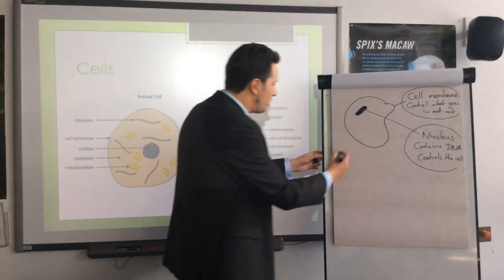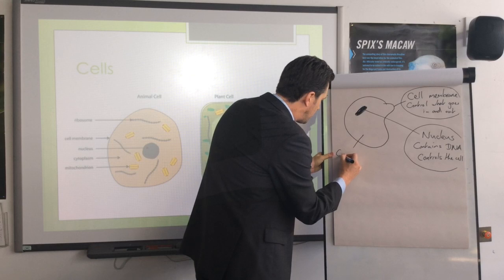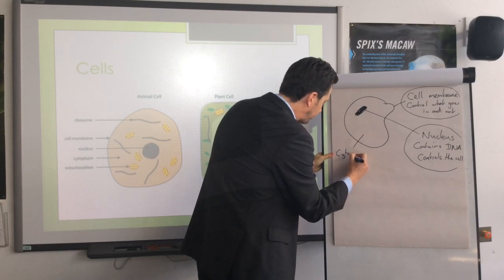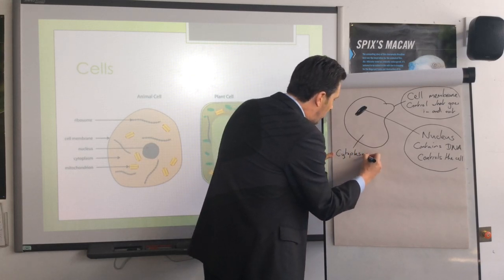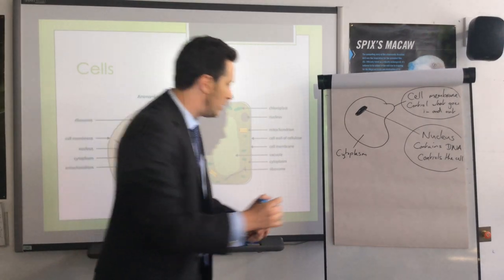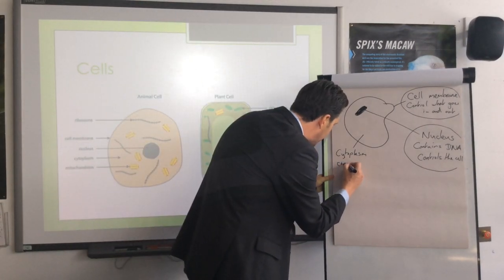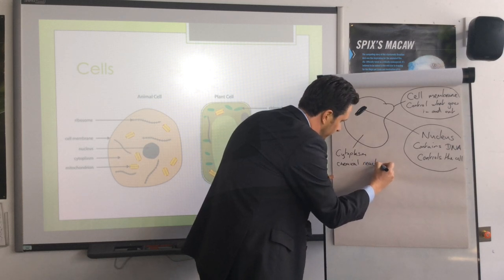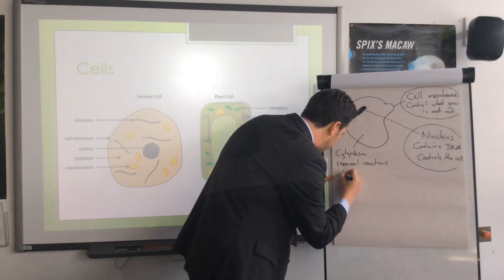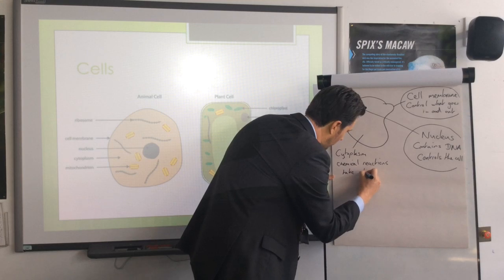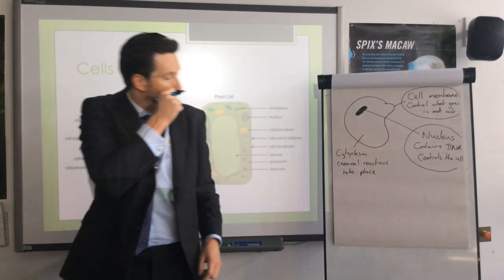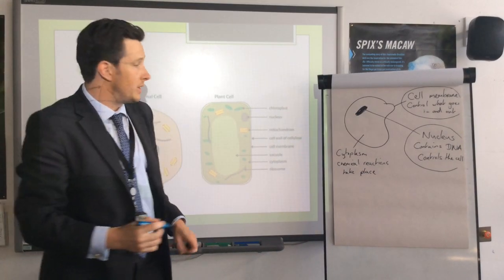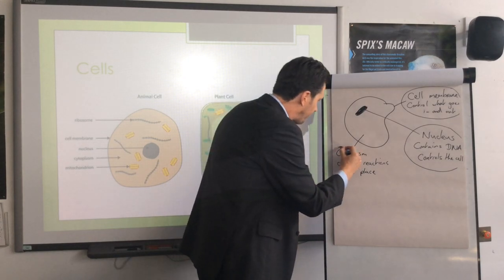Then inside the cell you've got a gel-like substance which is called the cytoplasm. And that's where all the chemical reactions take place. So all the chemical reactions take place in the cytoplasm. Okay, so those are the main features of the animal cell.